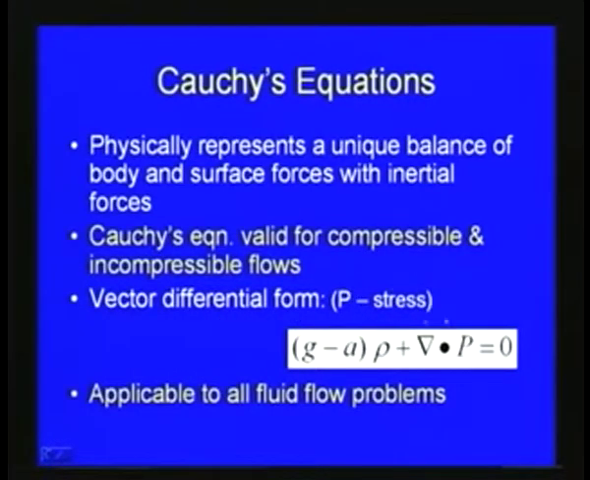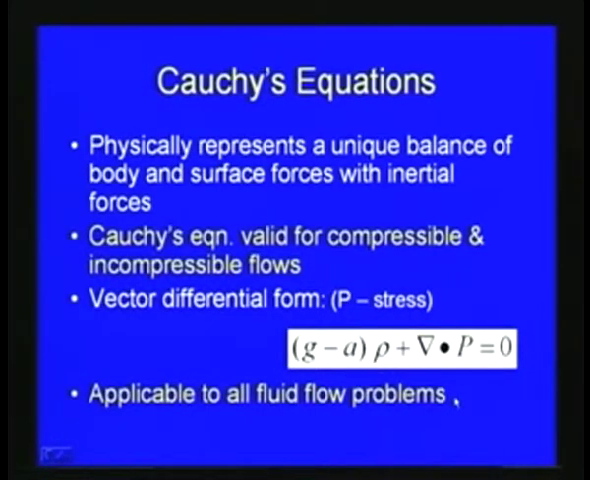If we consider capital P as the stress component, then we can write g minus a, into rho, plus del dot P is equal to 0, where P is the stress, g is the acceleration due to gravity, and a is the body force component. P, the stress, comes from the various other components. So, the vector differential form of Cauchy's equation can be written like this.